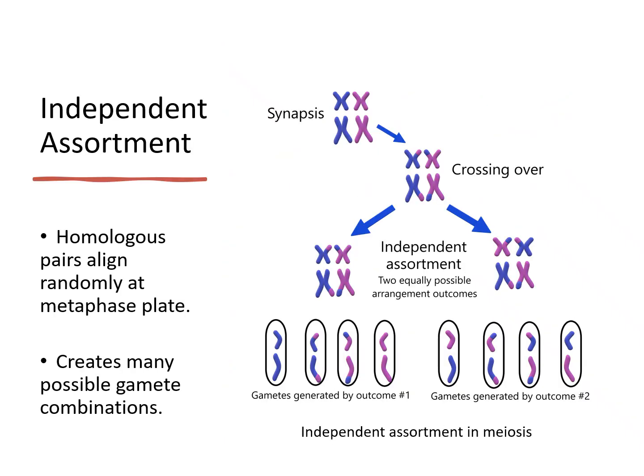In metaphase I, homologous chromosome pairs align randomly at the equator. This independent assortment leads to many possible chromosome combinations in gametes.